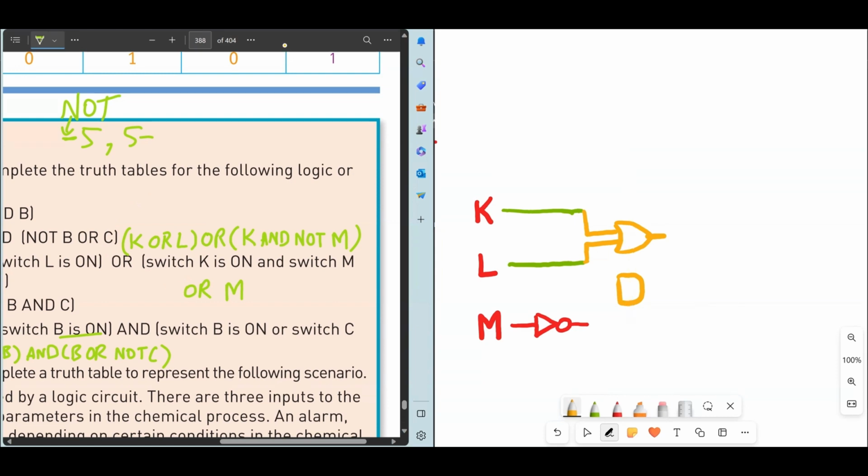Now connect the gates with the inputs: K, and not M can be taken from here. Both of the inputs should be in the center of the gate. Both of the inputs should be in the center of the gate. And the gate should be a little bit bigger than usual, like this.